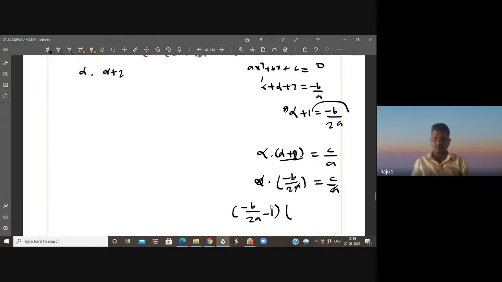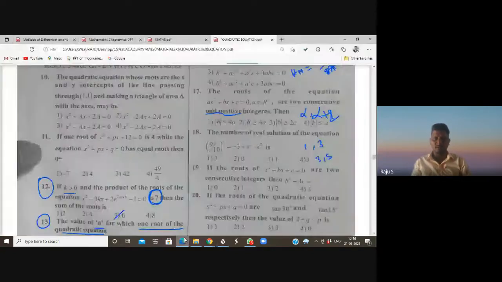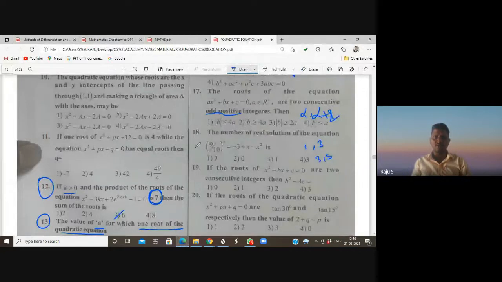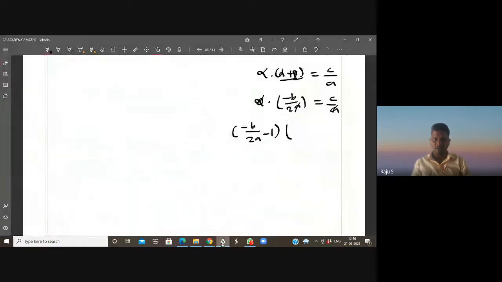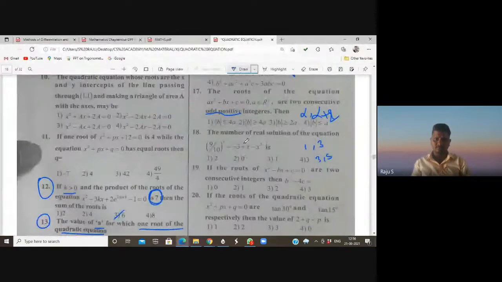So anyhow, you can simplify this. You'll get the relation between b and c. So you'll get one of the options as correct. Got it? Here we are going to get one more game. Okay, so with the help of the sum of the roots and product of the roots only, we will simplify that. Clear, students?